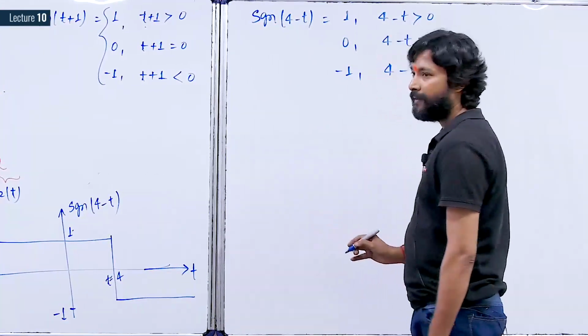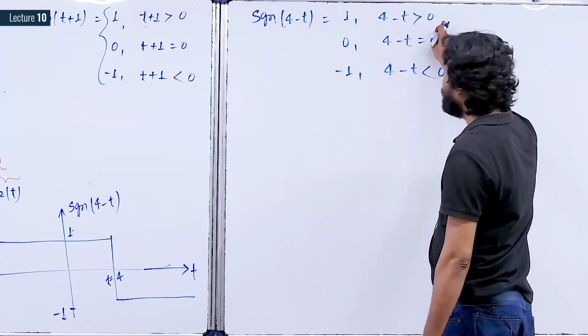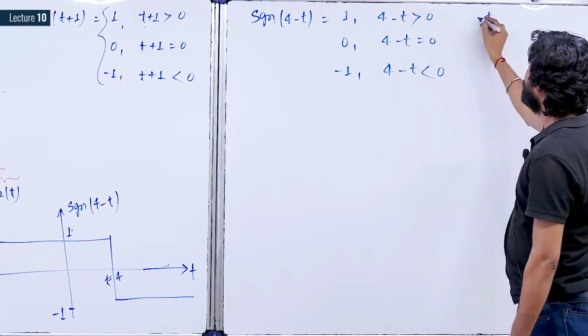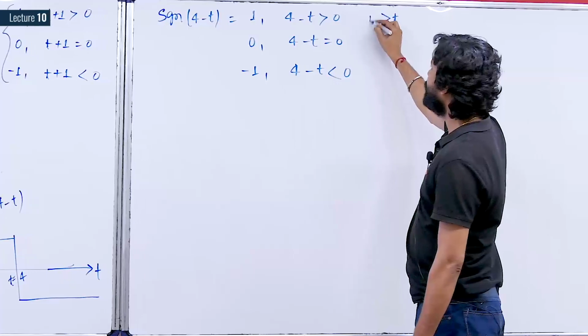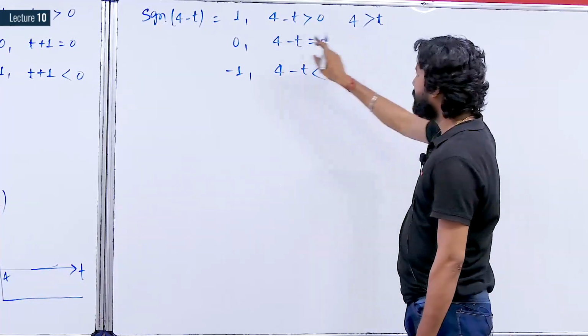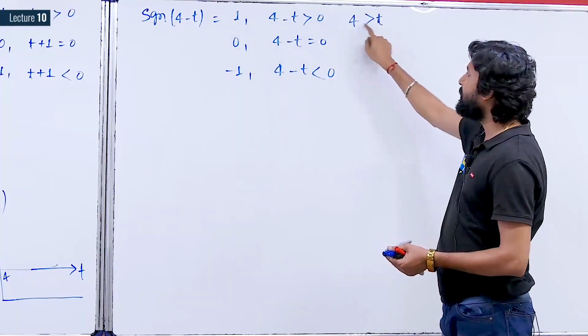So if you see here, if 4 minus t is greater than 0, and you move minus t to the other side, then t must be less than 4. You have just shifted this minus t to the other side, so the signum function will have value 1, but only till t is less than 4.